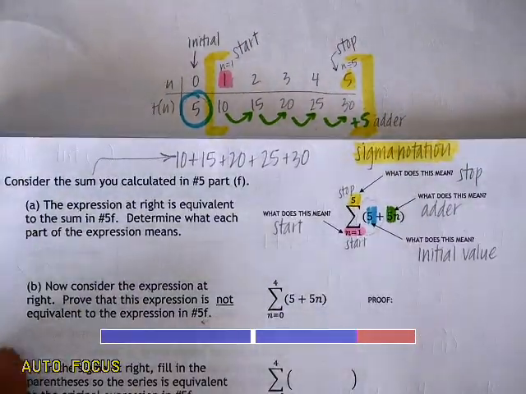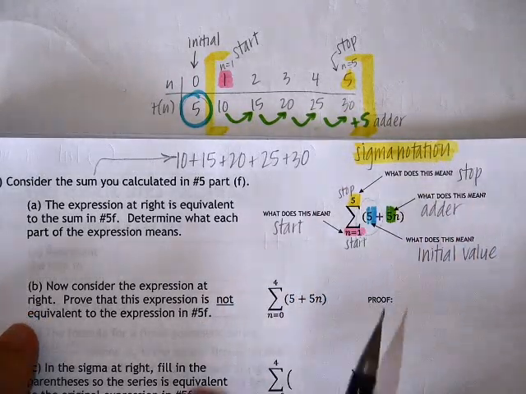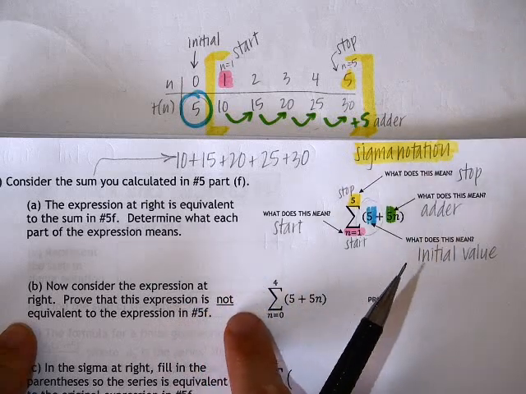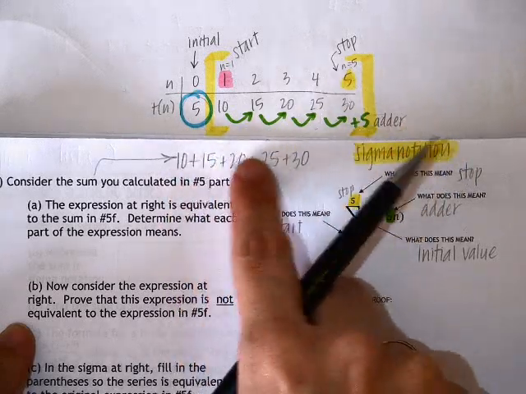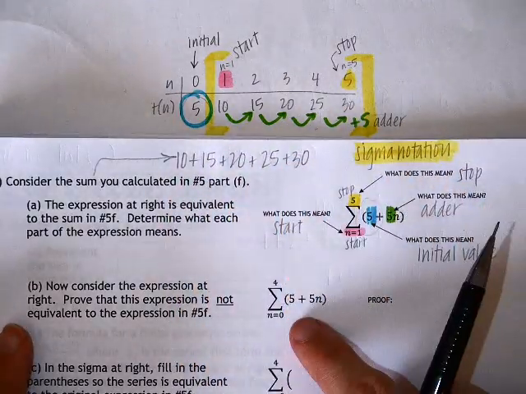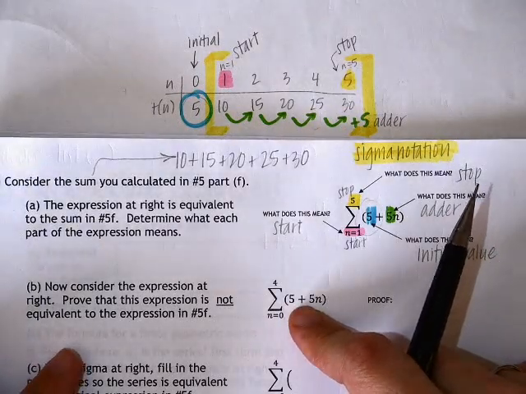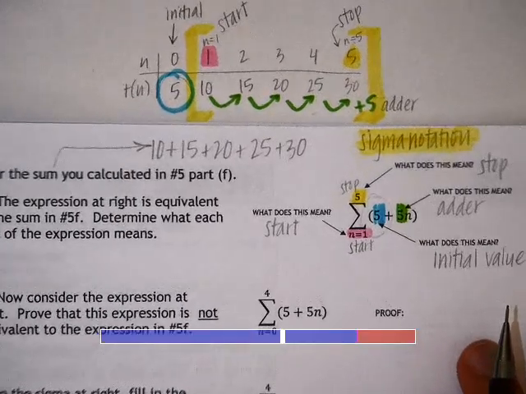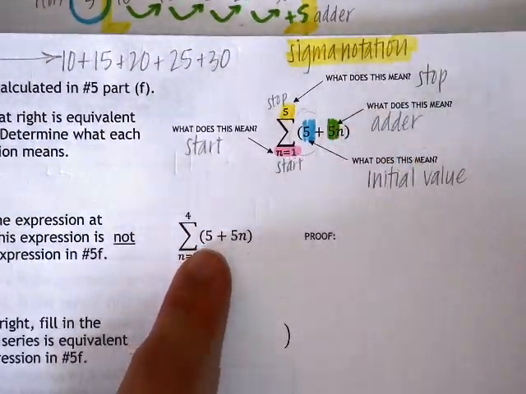So to make sure that we understand what sigma notation is all about, let's see if we can make some sense of letter B, because here's another sigma expression. It says to consider this expression and prove that it's not equivalent to the one in number 5 letter F. Remember, the one in number 5 letter F is the one I copied at the top. This is saying that this sigma expression is not equivalent. Well, that sounds strange. Let me see if I can figure out why, because it looks like it would be the same. 5 plus 5n looks like the exact same arithmetic equation that I was dealing with.